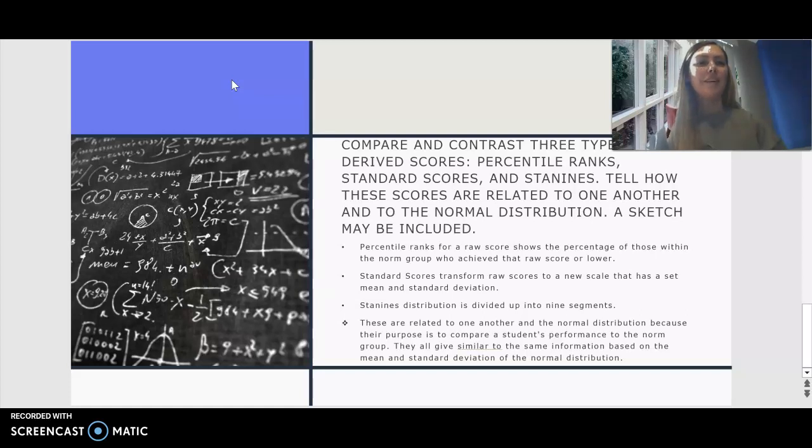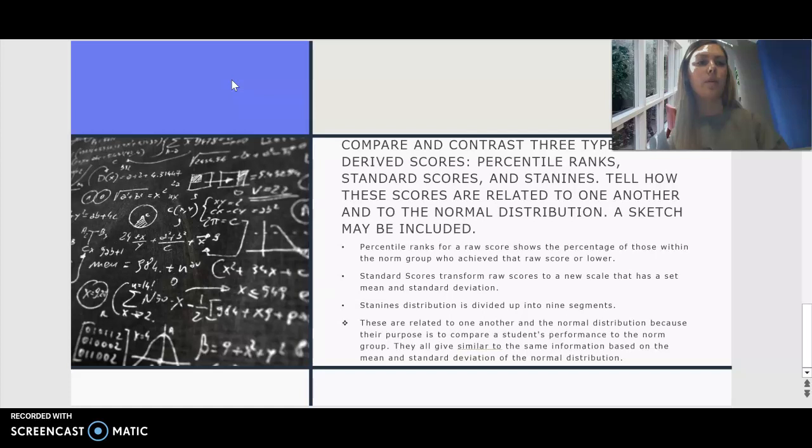Then the stanine distribution is divided up into 9 segments, and instead of it being a specific score, it makes the data provided by them a little less precise.